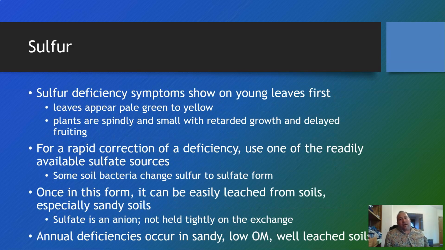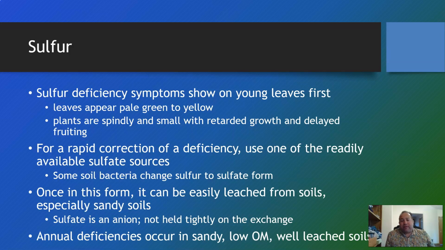Sulfur deficiencies usually show up on young leaves first, and the leaves will appear a pale green to yellow, similar to magnesium deficiency, but with magnesium deficiency you usually see a lot of yellow, whereas this could just be pale green to yellow. The other thing you'll see is that the plant will get spindly and small with retarded growth and delayed fruiting. So you'll see stunted growth, and fruiting that's not coming at the proper time of the year. You can rapidly correct a deficiency, but you have to use one of those available sulfate fertilizer sources.